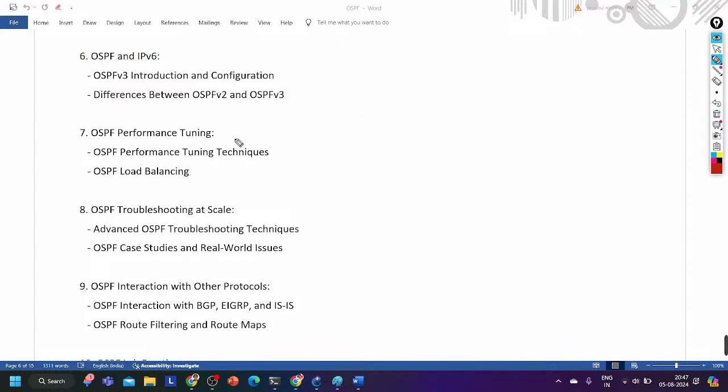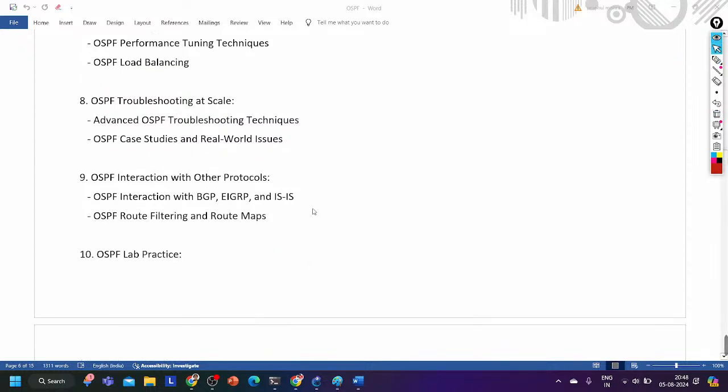After that, OSPF performance tuning, OSPF performance tuning techniques, OSPF load balancing, OSPF troubleshooting at scale, advanced OSPF troubleshooting techniques, OSPF case study, and real world issues. So as I told you, I have real-time experience on this routing protocol. Whatever issues or troubleshooting I have faced in real time, I am going to share all scenarios with you. But to understand those scenarios, you have to learn all the basic concepts of OSPF very carefully, right?